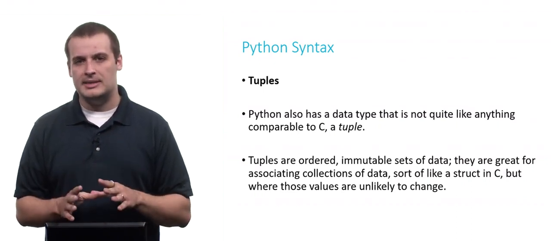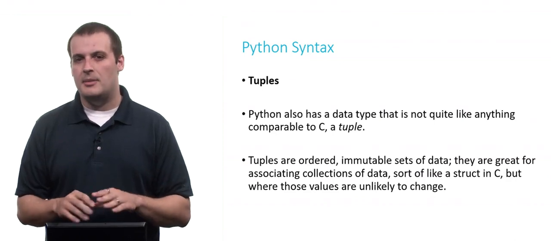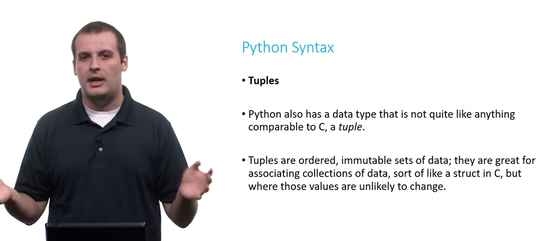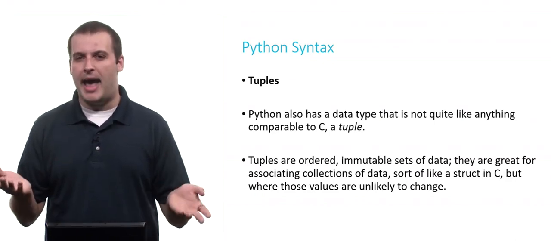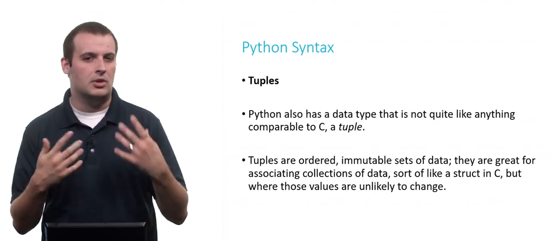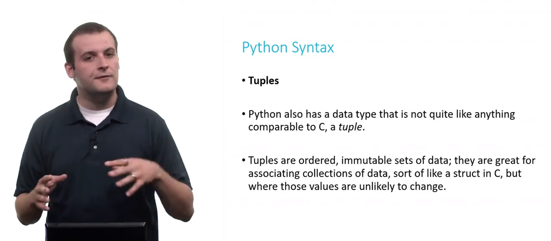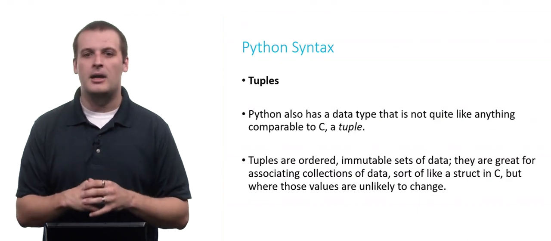So what a tuple is, it is an ordered, immutable set of data. Basically what we're saying here is we have a collection of a couple of things that we will never change, but the order matters. And we'll take a look at an example in just a moment of what a tuple might look like, or what a list of tuples might look like, and why we might want to work with them. But they're really good for associating collections of data. They're really fast to navigate in Python.